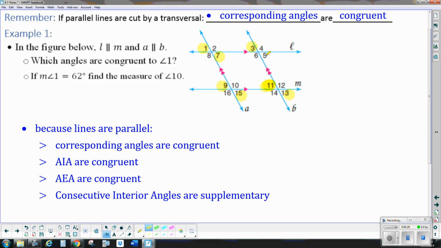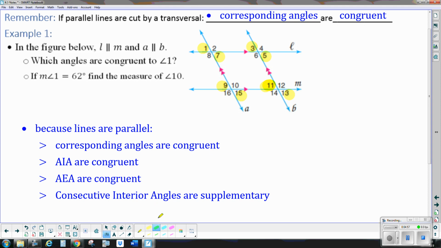And angle 5 is congruent to all of these yellow angles for a lot of different reasons, but one reason would be 5 is a corresponding angle to angle 13. 5 would be an interior angle between L and M, and 13 is the exterior angle, and they have different vertices. So those are all of our congruent angles to angle 1.